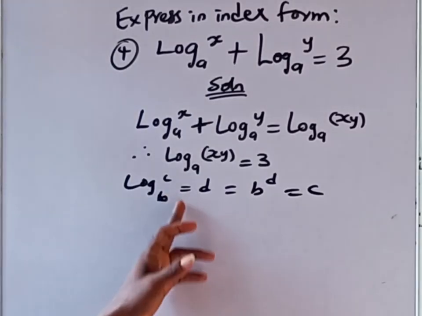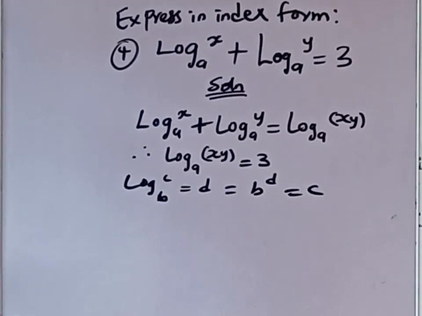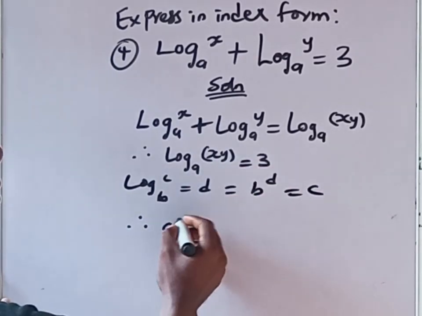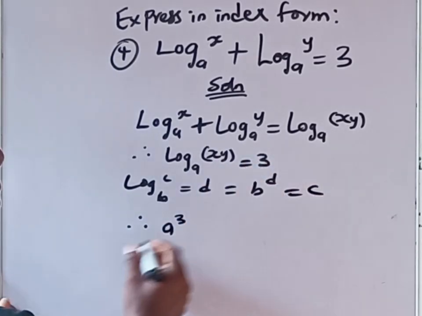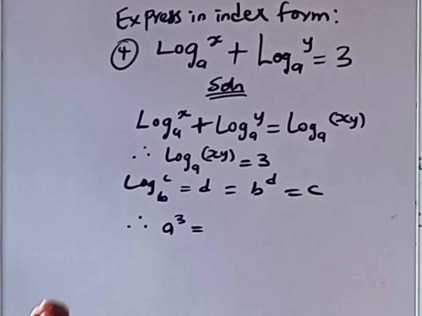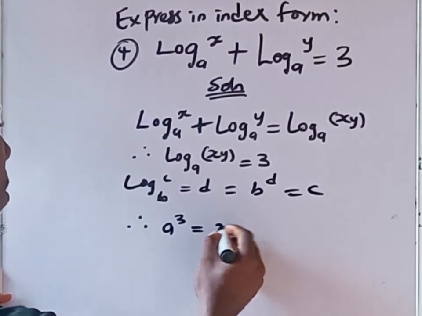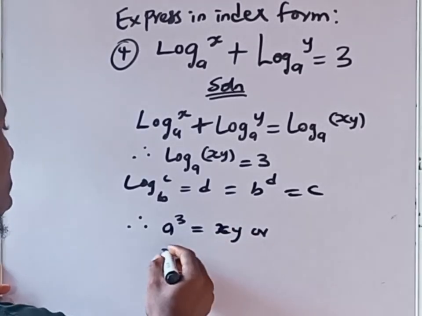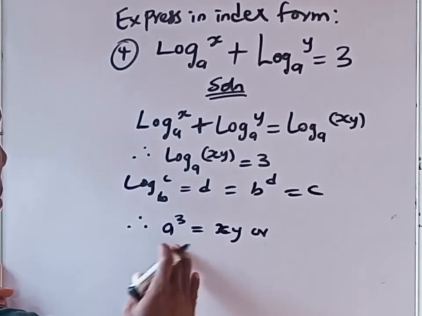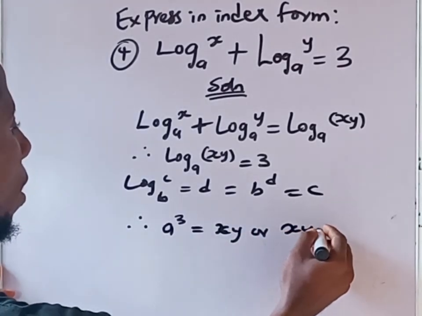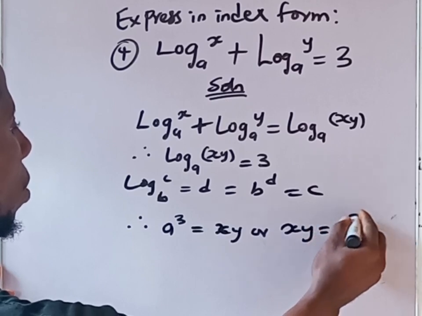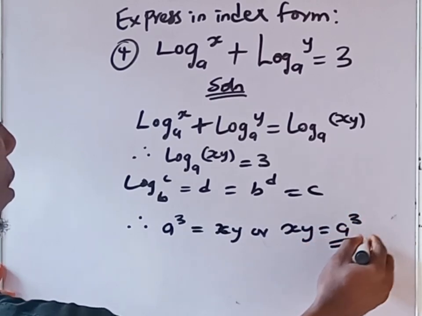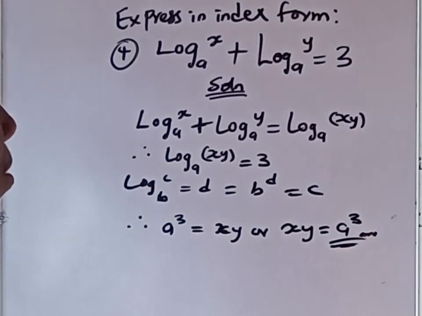Now, using this formula, we are going to say therefore our a raised to the power of 3 is equal to what? xy. Or we are going to write it as xy is equal to a raised to the power of 3. And this is the answer to the question.